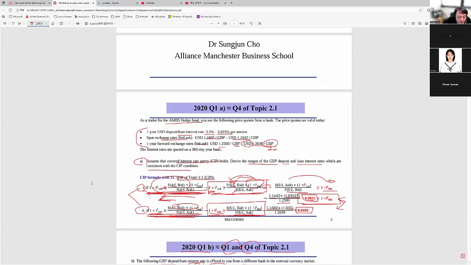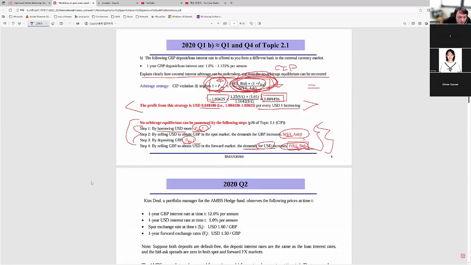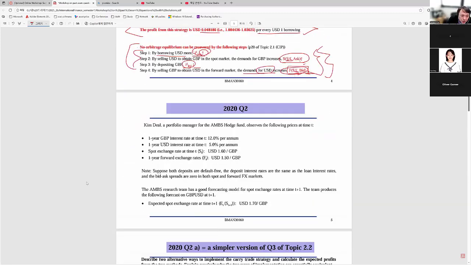So that's the first question based on topic 2.1. Now 2020 question 2 is based on topic 2.2 and topic 2.3. So here Kim Dale, a portfolio manager. By the way, if you have any questions, just stop me and ask your questions using the chatting window, or you can just speak to me directly.